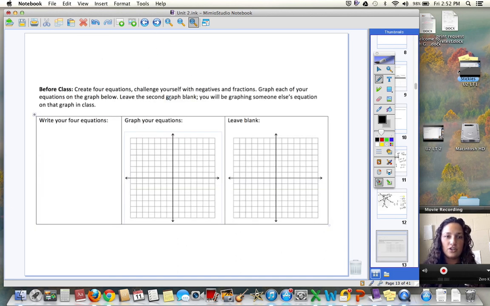So before class, you're going to create 4 equations. Try and do different things. Challenge yourself with negatives, fractions. So you're going to write your 4 equations here. So like y1, y2, y3, y4. You're going to graph your 4 here. Excuse me. Do not graph here because when you get into class, we're going to end up graphing someone else's equation. So leave this one blank. You're only graphing yours on here. So remember, try and make them challenging because someone else is going to graph yours. Make it difficult.